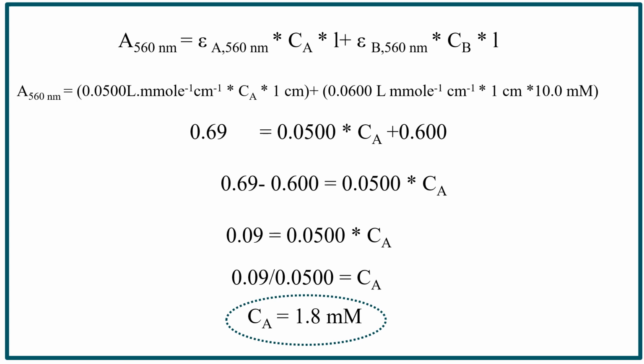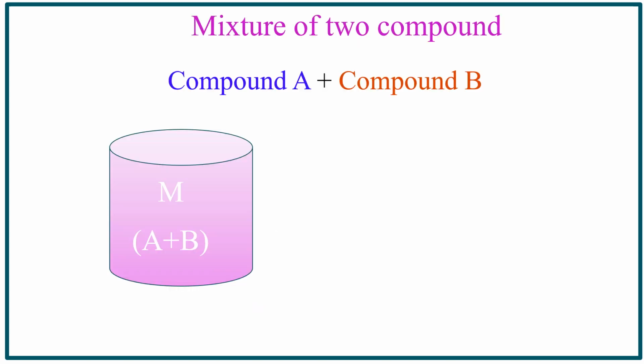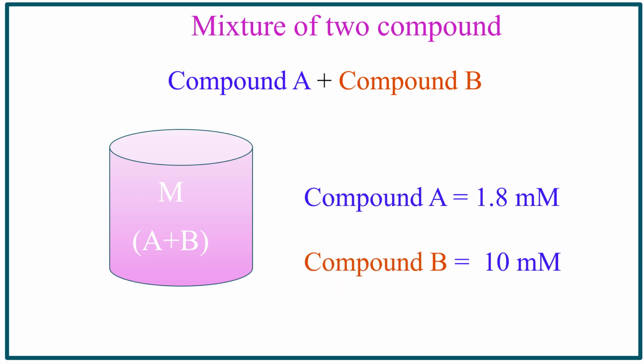If you have a mixture having 3 or 4 compounds, you can use the same method. The only difference is that the calculation will be a little longer. In this way, we can calculate the concentration of a mixture having compounds A and B, and we got the result: compound A having a concentration of 1.8 millimolar and compound B having a concentration of 10 millimolar.